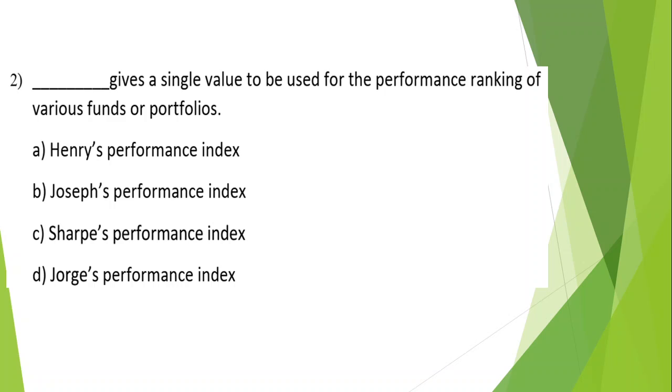The second question asks, dash gives a single value to be used for the performance ranking of various funds or portfolios. We have 4 options. Option A, Henry's performance index. Option B, Joseph's performance index. Option C, Sharpe's performance index. Option D, George's performance index. Anybody guess the answer for this? The answer is option C, Sharpe's performance index.